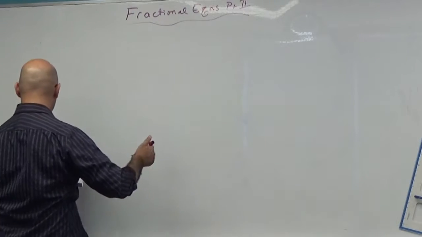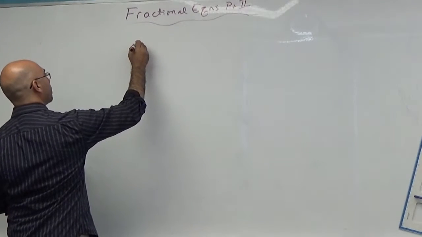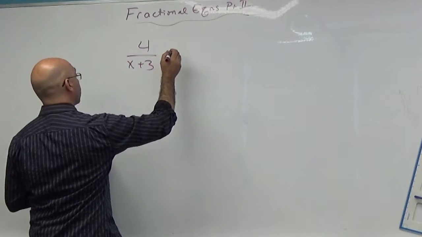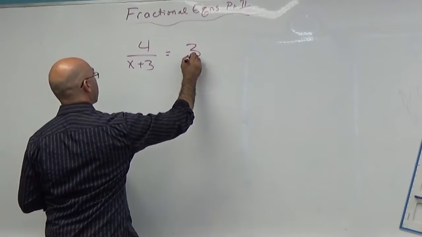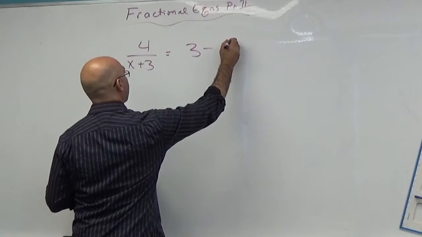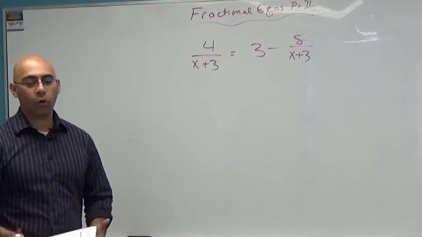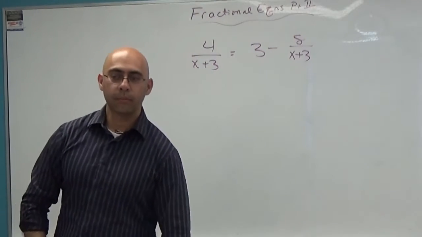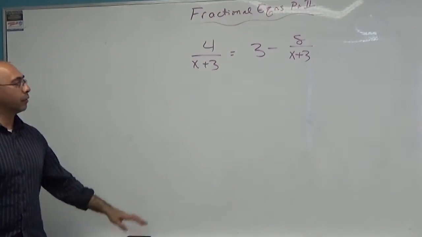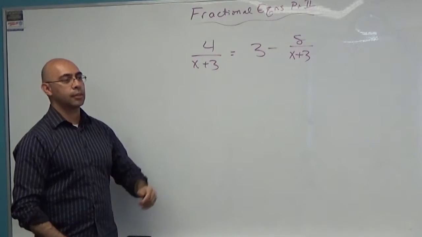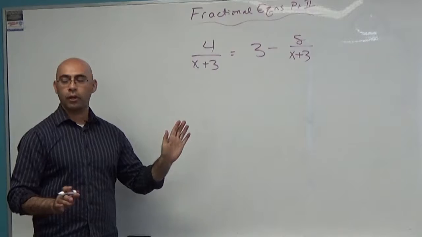So let's look at this problem which you'll be working on. 4 over x plus 3 equals 3 minus 8 over x plus 3. What is your goal for this problem? Get rid of the denominators. But I notice here this denominator has multiple things in it. What should I do before I do any work?